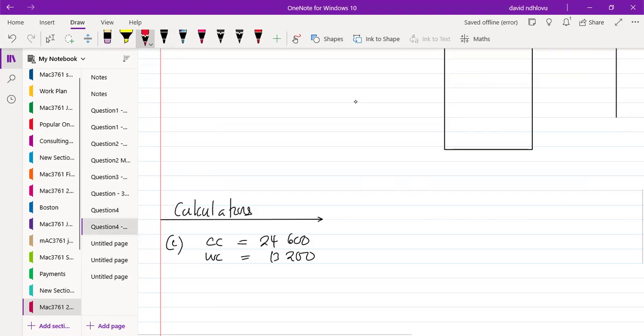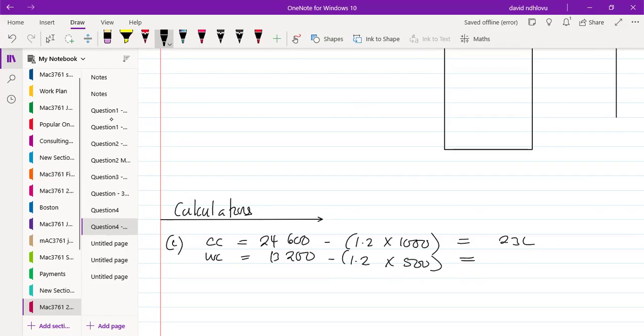So that's easy. I just come here and say minus 1.2 multiplied by 1,000 units here. The ORR does not give a different figure per product type. It is always the same. So therefore 1.2 multiplied by 500, then we deduct these figures. So 1.2 by 1,000 from 24,600 will leave us with 23,400.